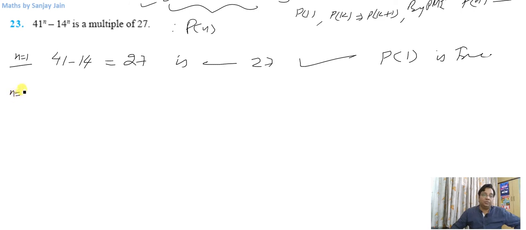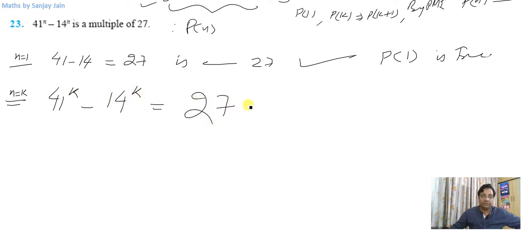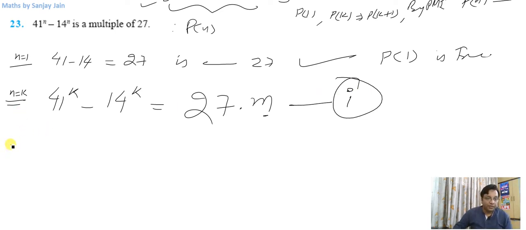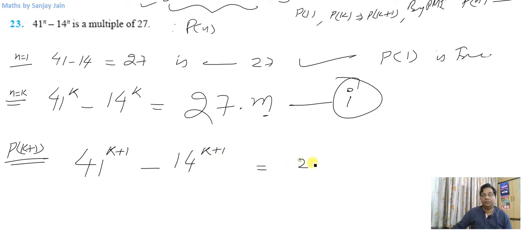Now assume it to be true for n equal to k. So 41 raised to power k minus 14 raised to power k is some multiple of 27, 27m, where m is an integer. So let it be my equation number 1. Now I need to prove p of k plus 1 to be true. So for that I need 41 raised to power k plus 1 minus 14 raised to power k plus 1 to be equal to some multiple of 27. This is what needs to be proved.